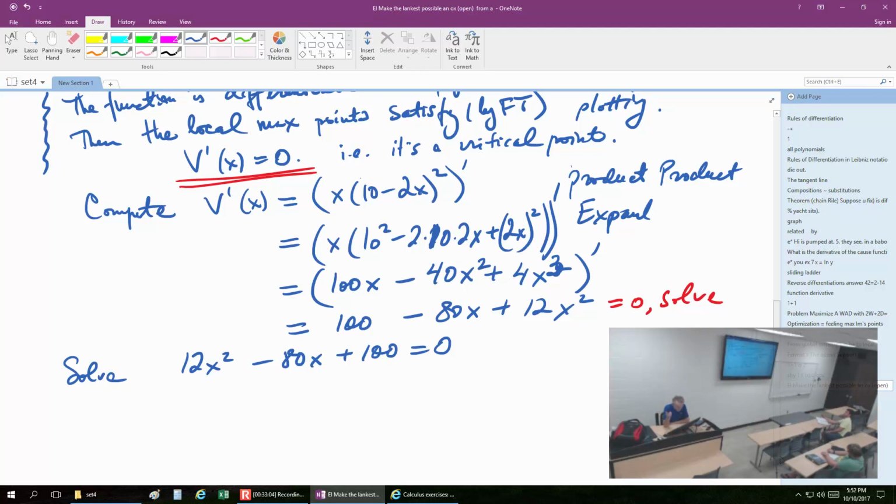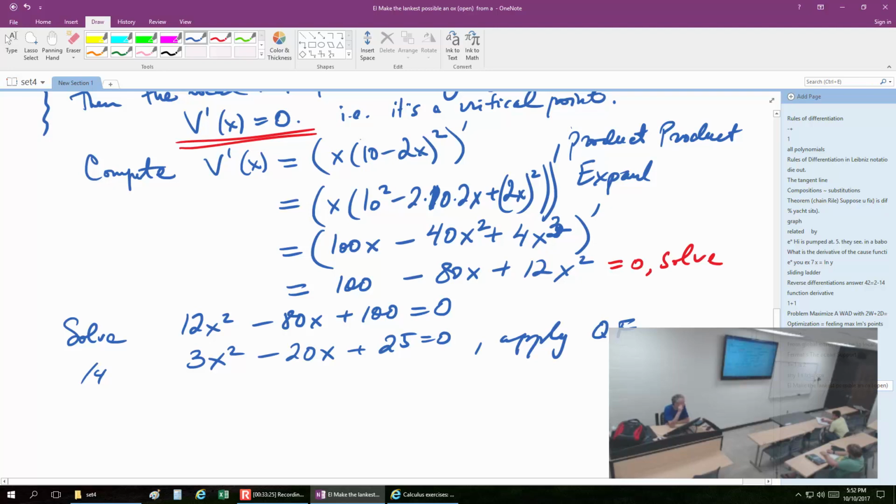I think I will divide it, like by what? By 4. Yeah, I divide by 4, to make it simpler. So divide by 4, have 3x squared minus 20x plus 25 equal to 0. And now I apply the quadratic formula. Once again, the tool is yours, so if you know how to easily factor, some people are amazing at that, so you just factor it and then you have your answer. I personally prefer to just go straight to the quadratic formula.